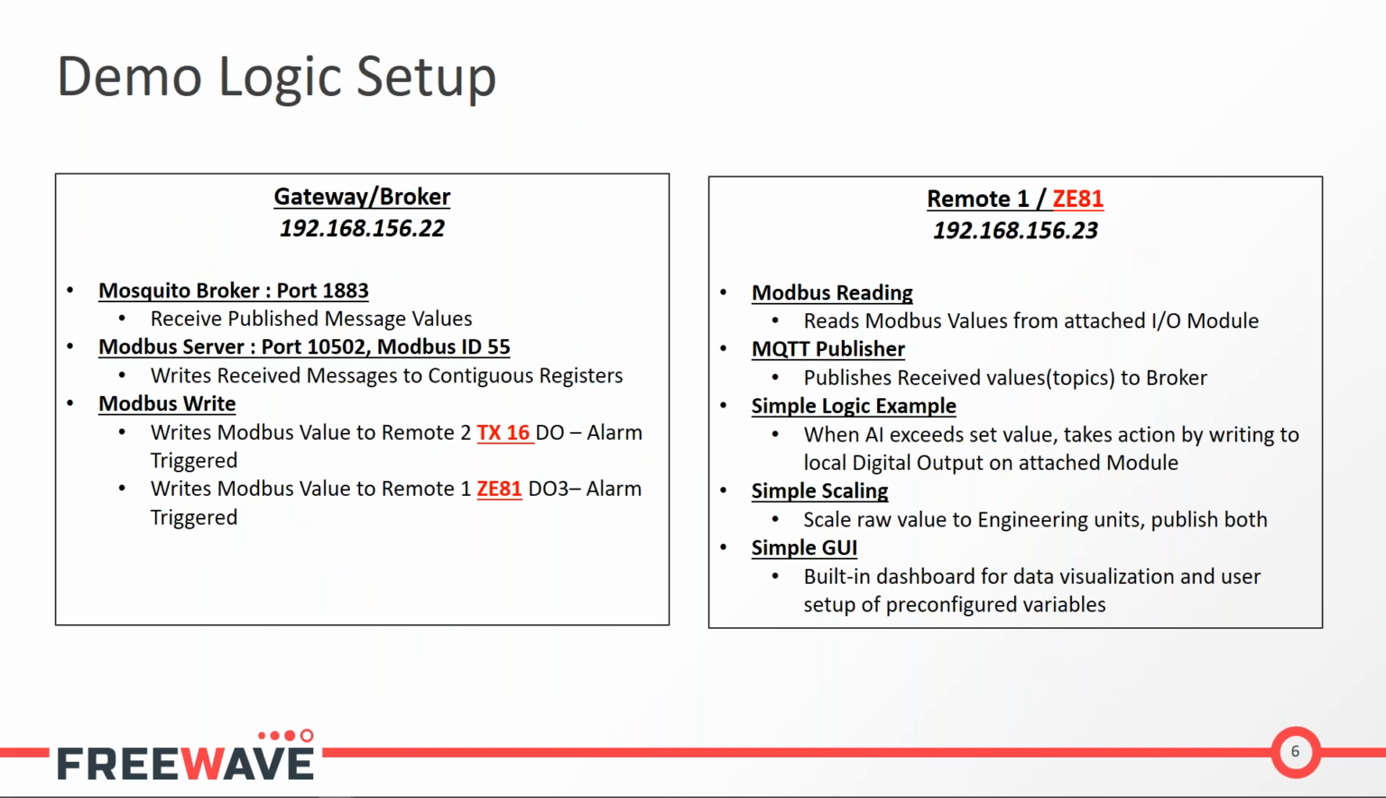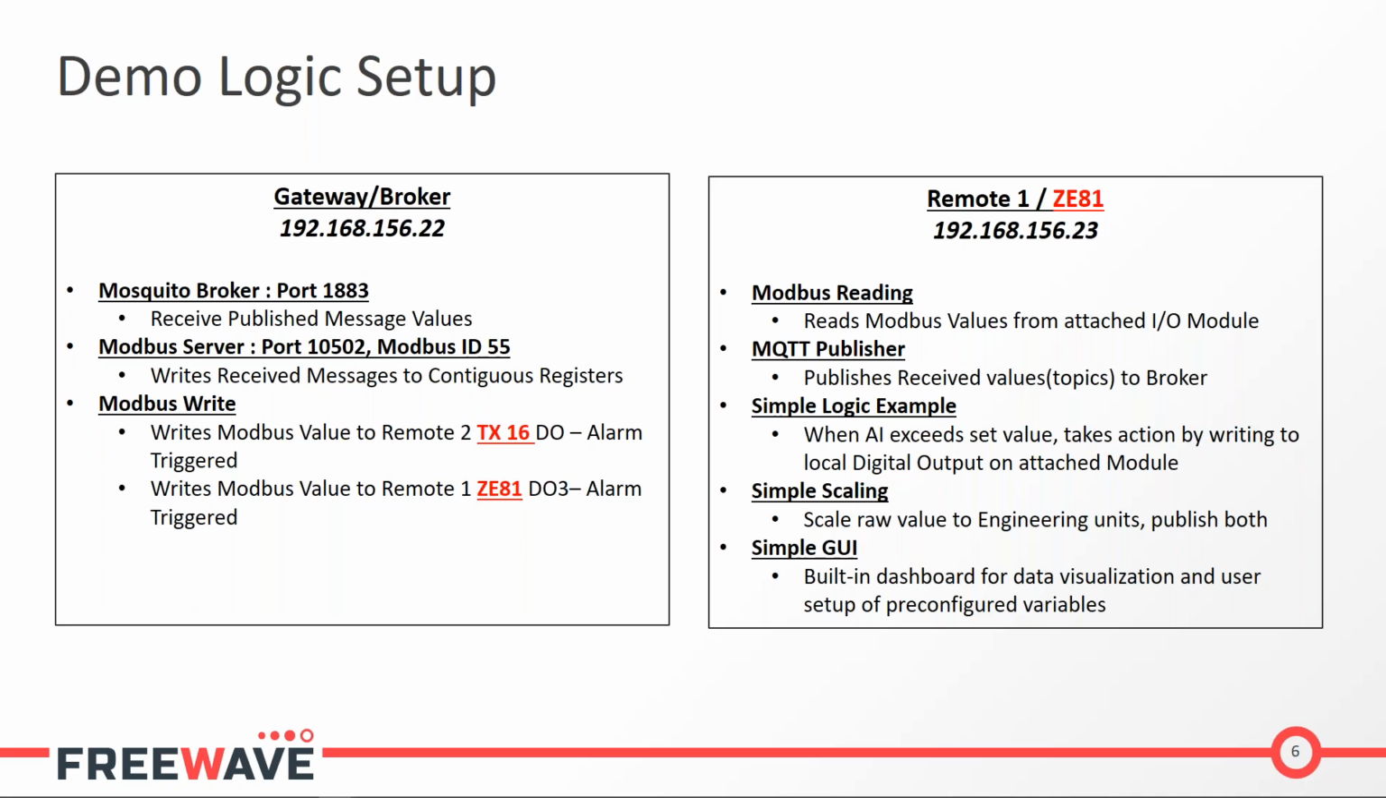And then the basic logic, we'll have the broker on the gateway. I'll show you the Modbus port and Modbus IDs, that's all just there. TX16 will be my random number generator, so that will be simulating a site or a device we're going to call TX16. And then ZE81, or Zoom Edge 81, will be our actual Zoom Edge IO remote device. That's important when we get into MQTT and how we're getting the data and viewing the correct data when we talk about tagging.